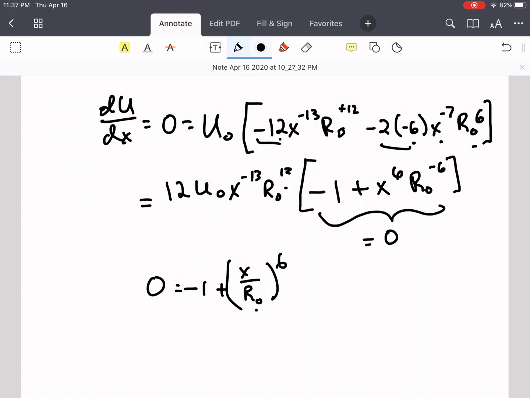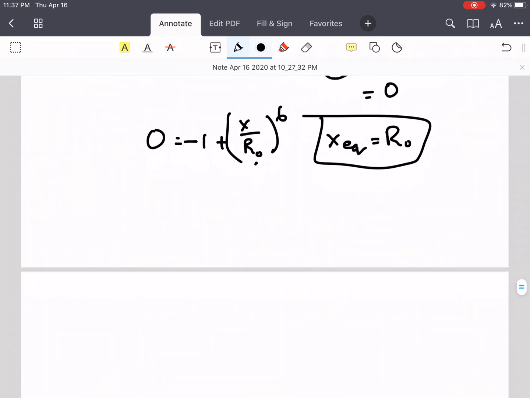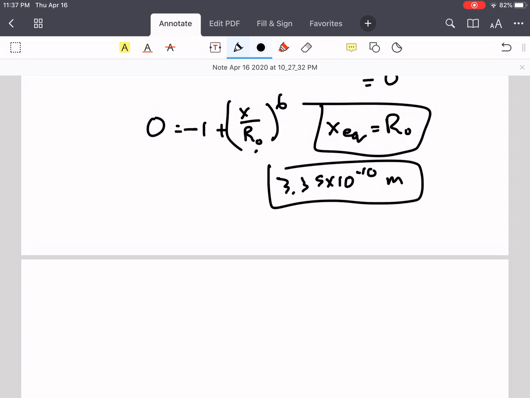And that works when x over R0 is equal to 1. In other words, this R0 is indeed my x equilibrium value. That's the radius at which these guys want to sit. So as a reminder, the numbers for carbon were, what did I say? 3.35 times 10 to the minus 10. That's the interlayer spacing of carbons within graphite.